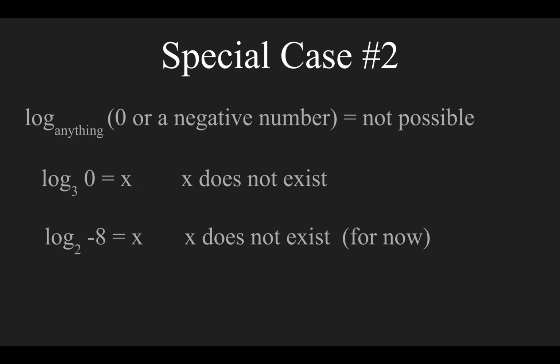2 to the 0, we already talked about that, it's 1. Even if you have 2 to a negative exponent, that just means you get a fraction. It's impossible for you to raise something to an exponent and end up with a negative number. So if you have a negative number right here, x does not exist, for now.